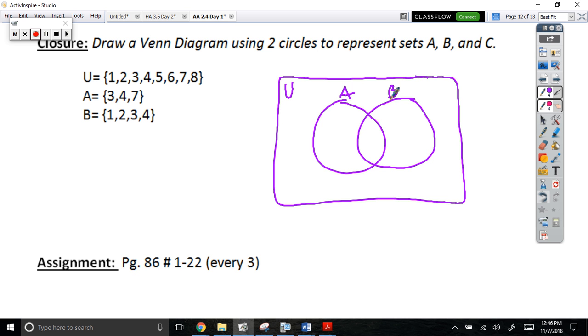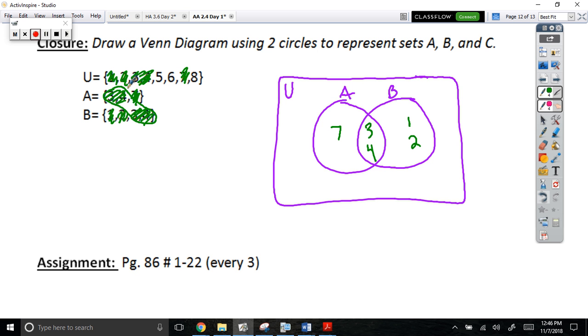Now the easiest way to do it is to find the common elements first. So what numbers do they have in common? 3 and 4. Those will go in the intersection of them. And then I always eliminate as I add them. So cross them off, that way you know you're done with those numbers. You've used them up. So then A has a 7 left in it. B has a 1 and a 2 left in it. So cross off my 7 there. I also cross off on the universal.